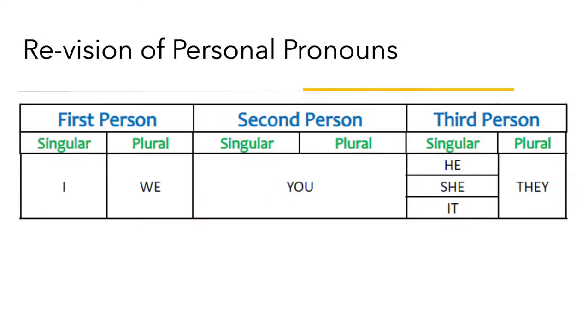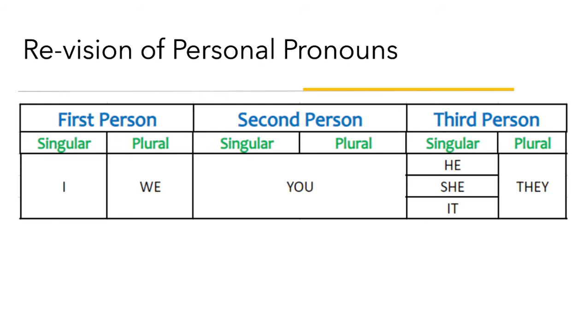As we already know, there are three different types of personal pronouns, which are first person, second person, third person. First person means the person speaking. I, we are used here. I for singular, we for plural. Second person means the person spoken to. You is used here for both singular and plural. Third person means the person spoken of. He, she, it, and they are used here. He, she, it for singular, they for plural.